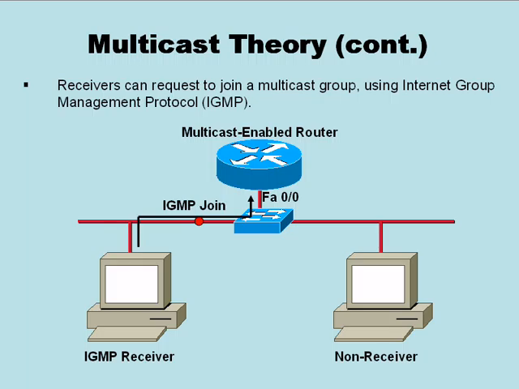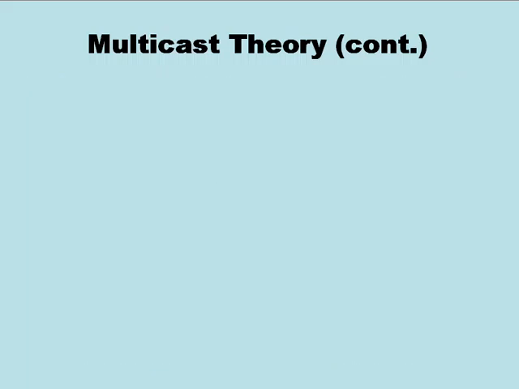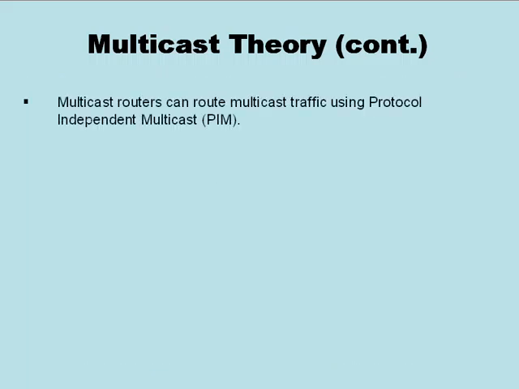And IGMP, that's one of the multicast protocols we see quite a bit. And that's used between our routers and the multicast receivers. But another protocol that we might have that runs between routers is PIM. Multicast routers can route multicast traffic using Protocol Independent Multicast, or PIM. Protocol independent meaning that we can route multicast traffic regardless of the underlying Layer 3 routing protocol. We could be using OSPF or EIGRP. That underlying routing protocol does not impact the operation of PIM.